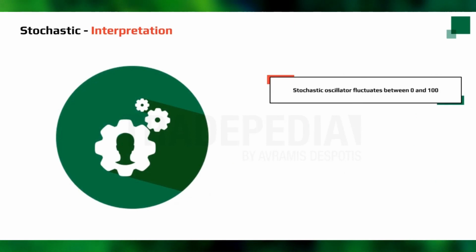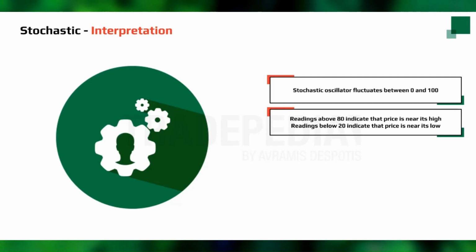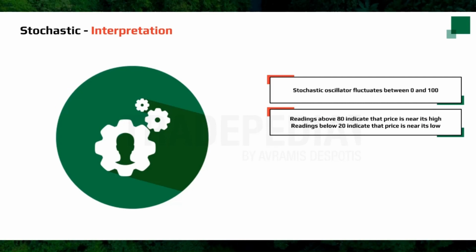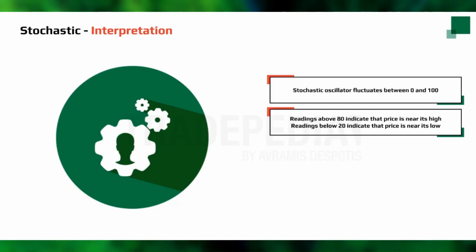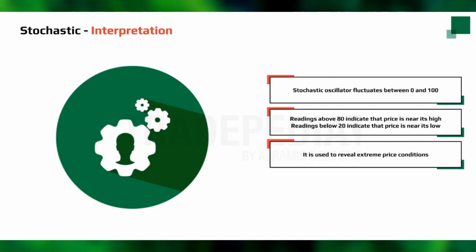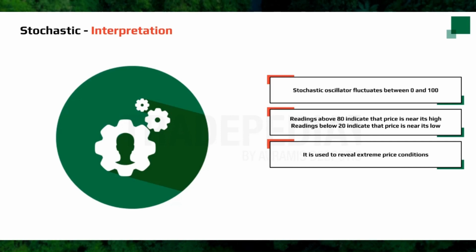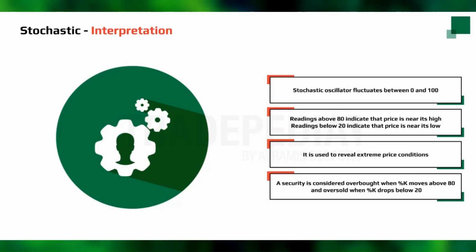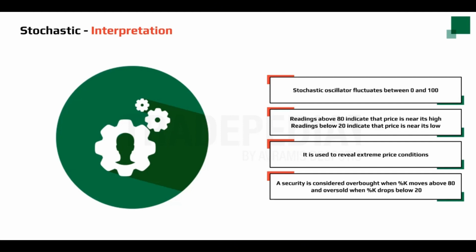Stochastic oscillator fluctuates between 0 and 100. Readings above 80 indicate that the price is near its high for the given period. Readings below 20 indicate that price is near its low for the given period. As a bound oscillator, it is used to reveal extreme price conditions. A security is considered overbought when %K moves above 80 and oversold when %K drops below 20.